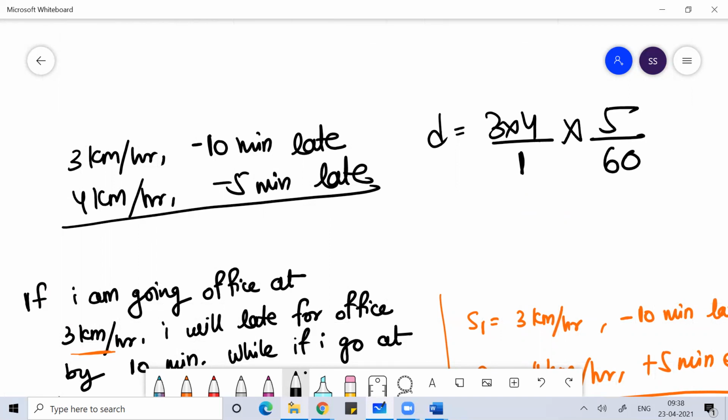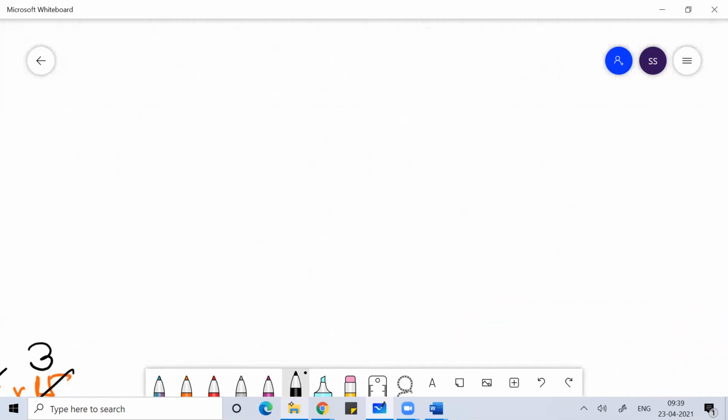You can understand. First you are 10 minutes late, then you're 5 minutes late. What is the difference in time? Only 5 minute difference is there. You simply solve this. So what is the value you'll get? 1 kilometer is the distance you'll get. Clear everyone? So you can solve this question, a very traditional kind of question based on this.